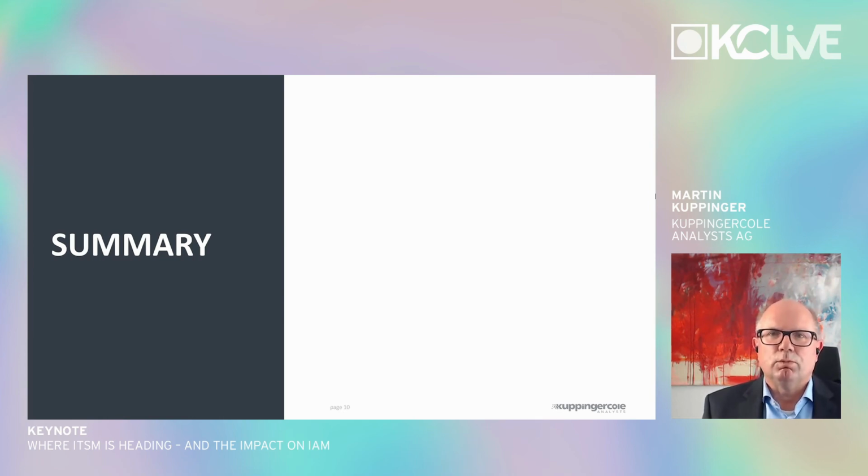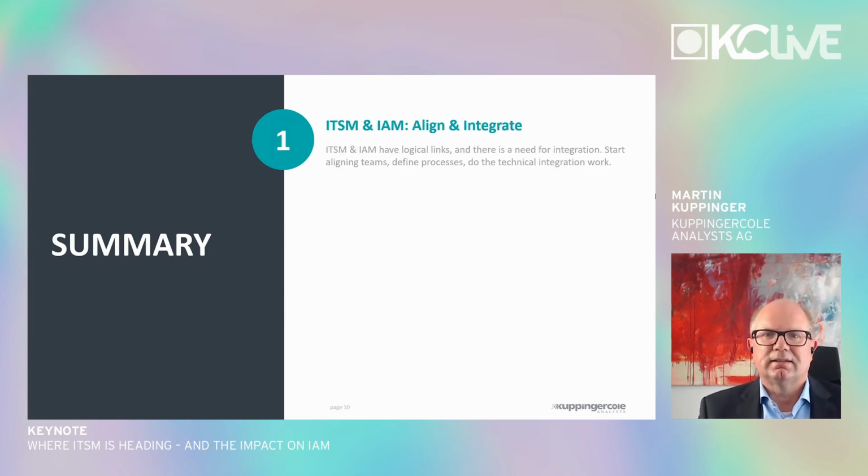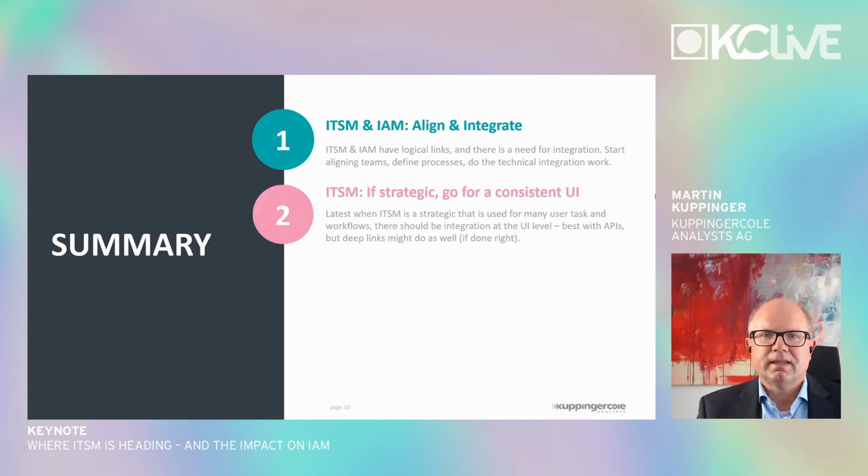So in the remaining one or two minutes, let's summarize that. As I said, hint number one is align and integrate. So this is really super essential. If you decide that you have a strategic ITSM platform, then you should go for a consistent UI. Then you should shoot for UI-level integration, because that really helps you to come up with a consistent interaction interface and one single interface, one point to start for your users. That makes a lot of sense. And best done with APIs, so that it is really consistent.